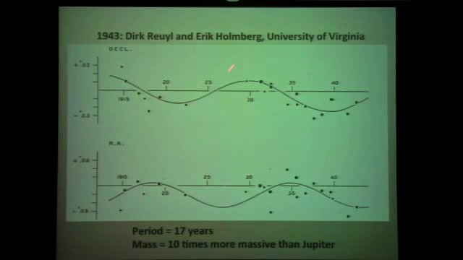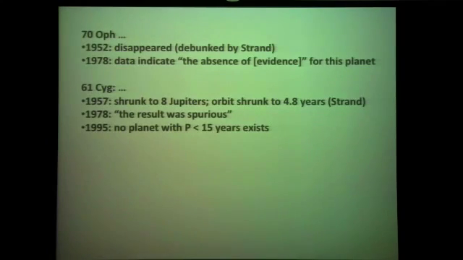So is it really wobbling, or is that noise? He thought it was really wobbling. What happened? Well, both of those planets disappeared. In 1952, 9 years later, Strand, the astronomer who had discovered the first planet, announced that the 70 Ophiuchi planet discovered by the folks at Virginia didn't exist. He had debunked that one. So that planet was gone for good at that point.